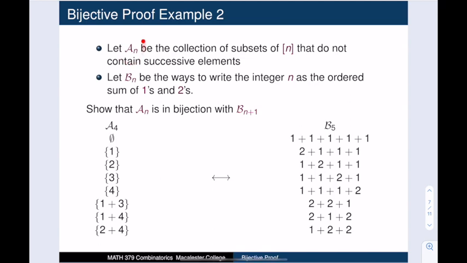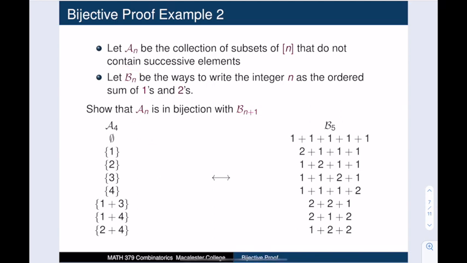My first set, a sub n, is the collection of subsets of 1 through n that do not contain successive elements. That means that if 3 is in my subset, then I can't have either 2 or 4 in the subset. And here are the 8 subsets that appear in a sub 4.